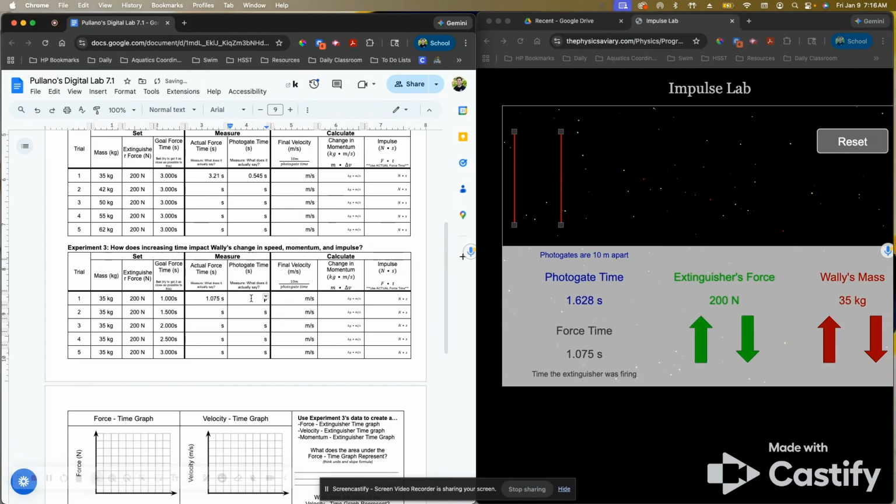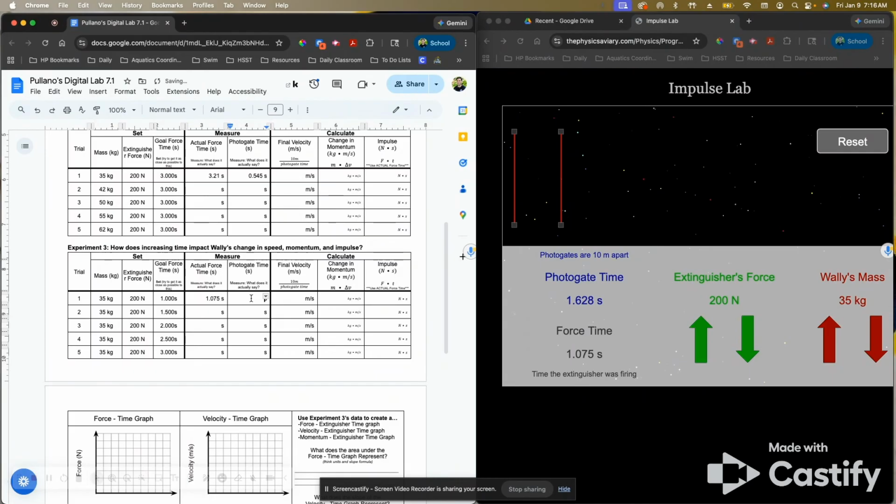And then the next time I'm going to try to do it for 1.5 seconds. So reset, activate, one, boom. So I was a little bit off there, 1.727, and that's totally fine. My photo gate time was a little bit faster, 1.013. So you can see that as we increase the force, or the time that it is going to be launching him, it's going to increase the velocity as well.